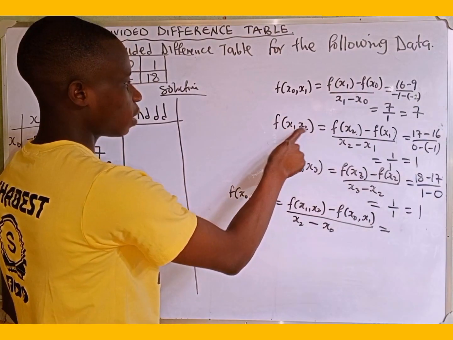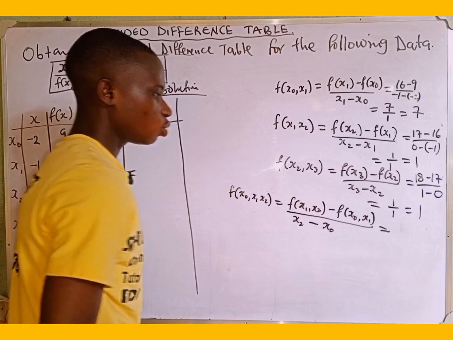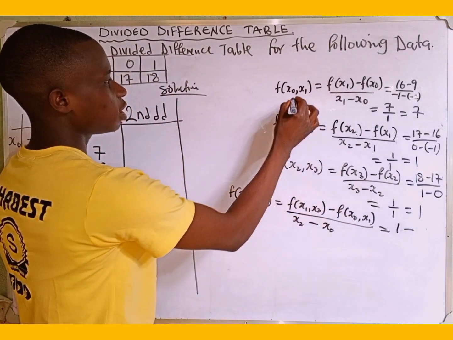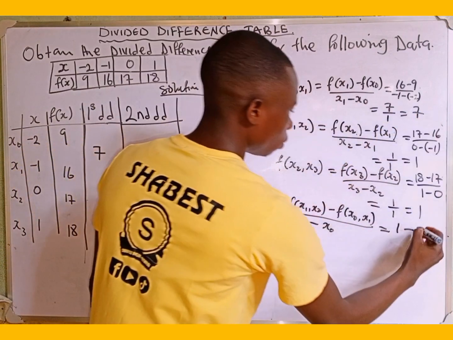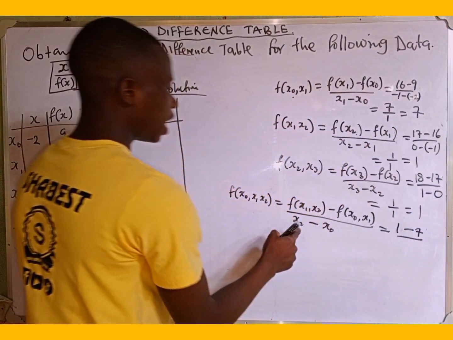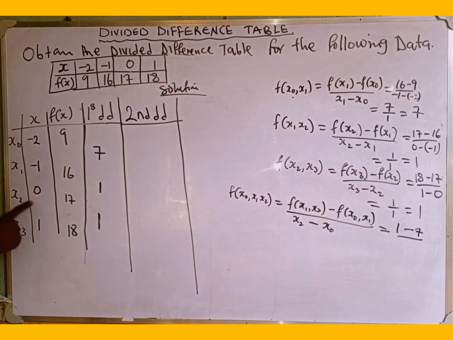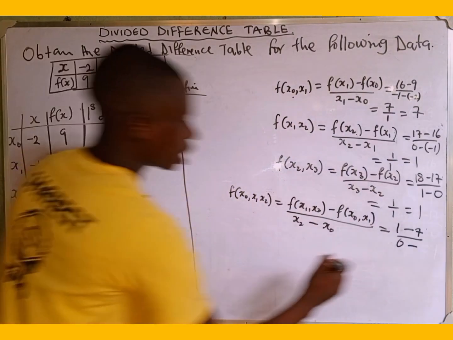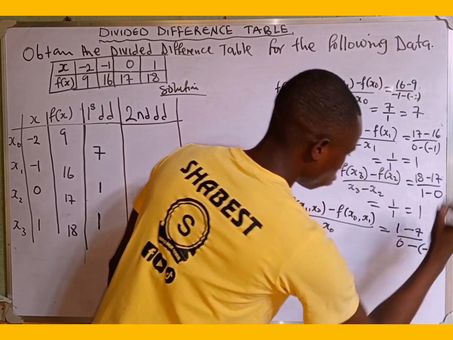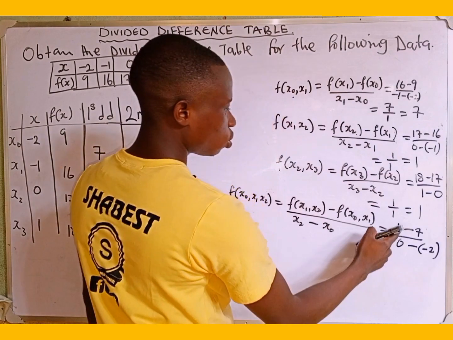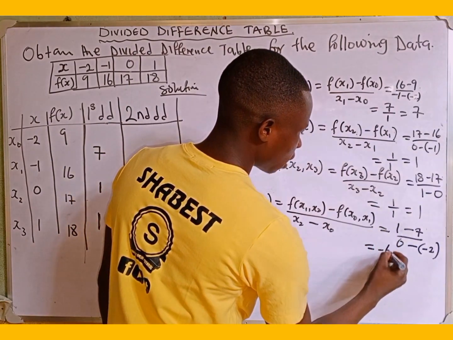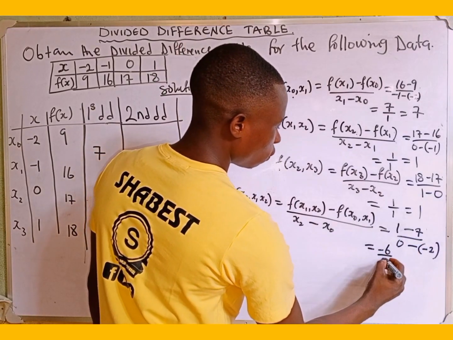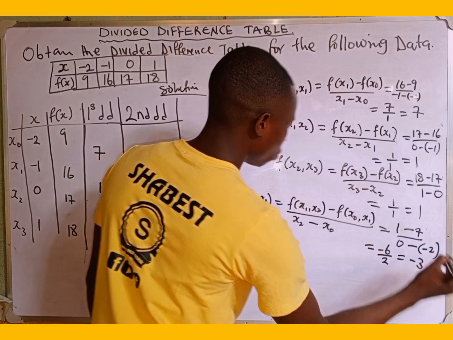From up here, f of x1, x2 is equal to 1. So we replace it with 1, then minus f of x0, x1, which is 7, minus 7, then divided by x2. From the question, x2 is 0, then minus x0, and x0 is minus 2, so into minus 2. So that is 1 minus 7, which gives us minus 6, divided by 0 minus minus 2, which gives us plus 2, which is equal to minus 3.